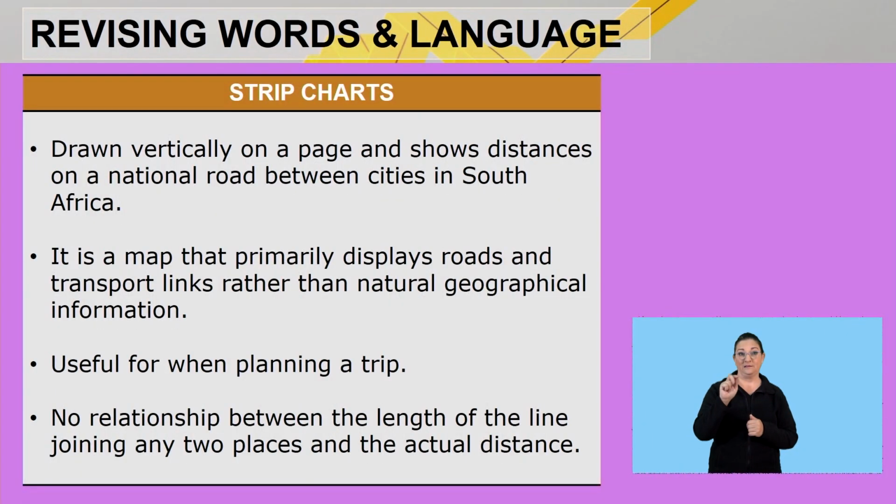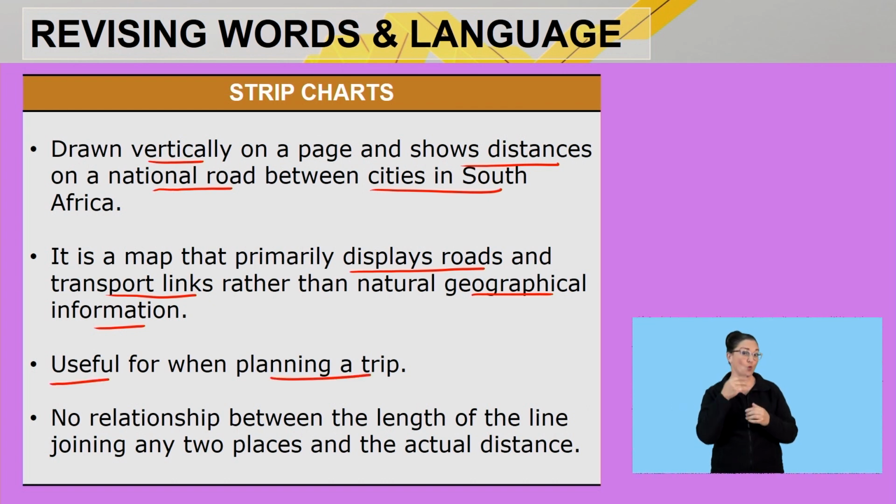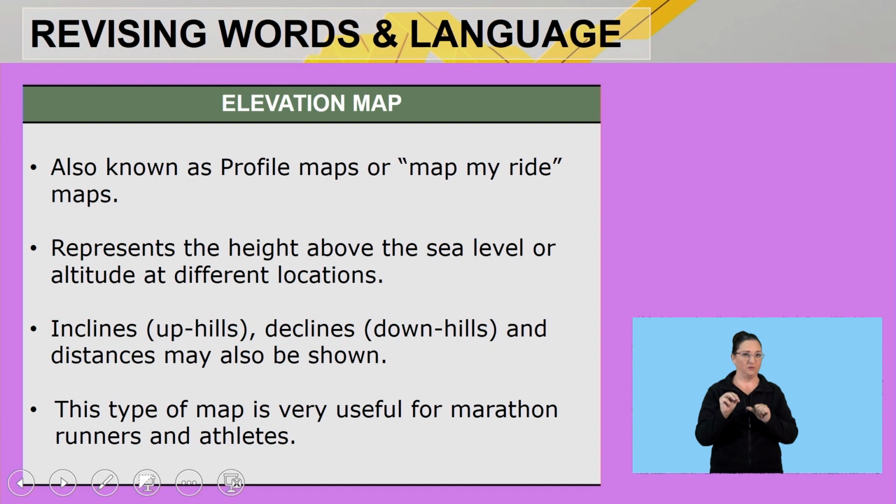So let's look at other important words in terminology. I've indicated here that a strip chart is drawn vertically, as I've just indicated, on the page, and it shows distances on a national road between cities in South Africa. It is a map that primarily shows or displays roads and transport links rather than natural geographical information. This map is specifically useful when planning a trip. Then there's no relationship between the length of the line joining any two places and the actual distance. So remember, actual distance refers to kilometers, real life distance.